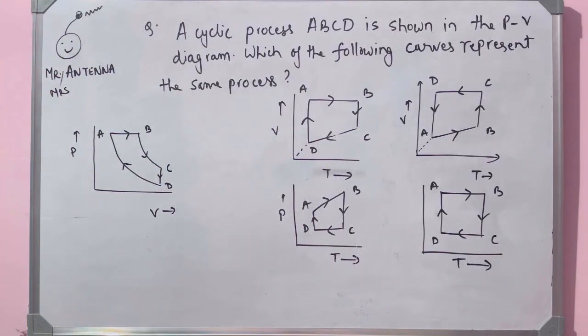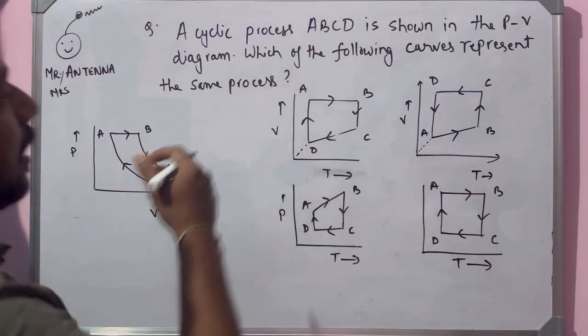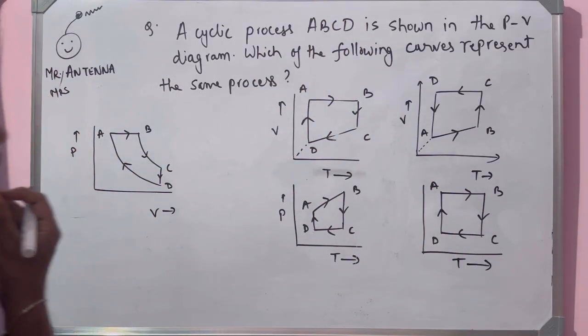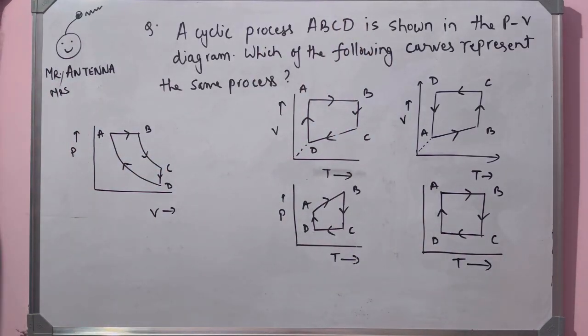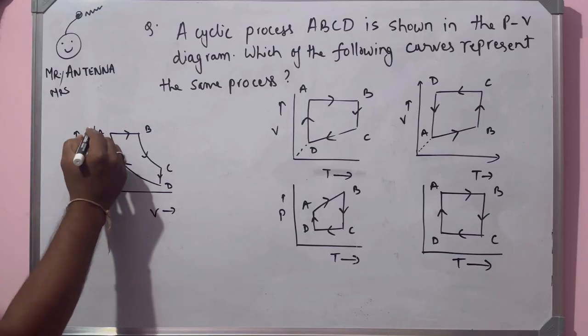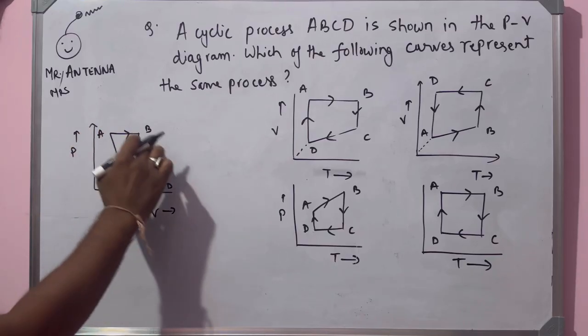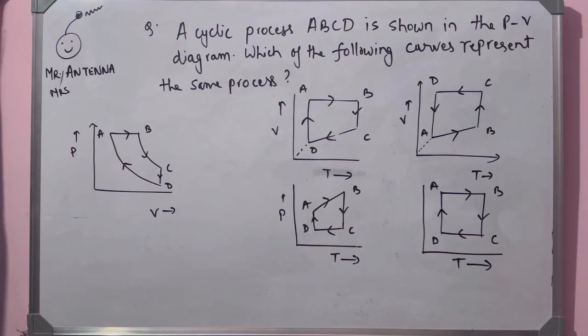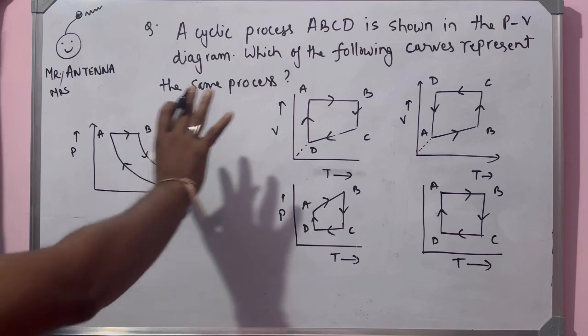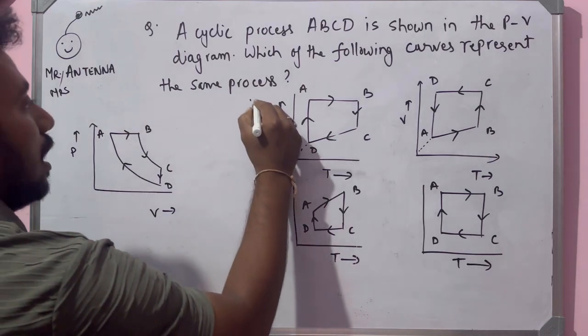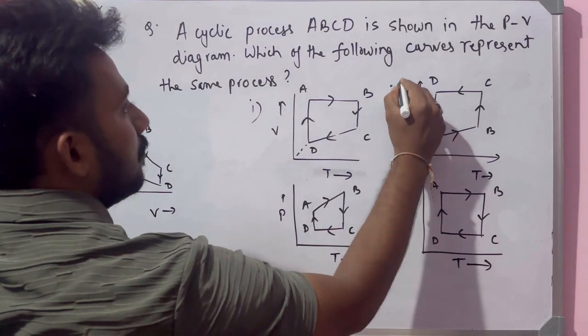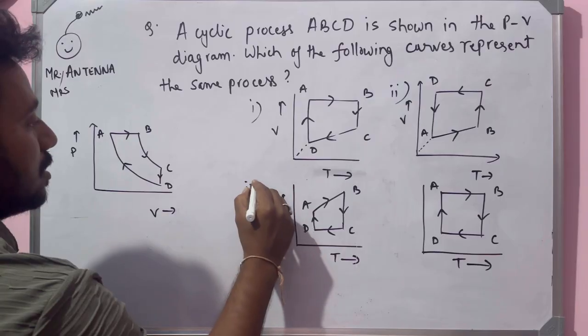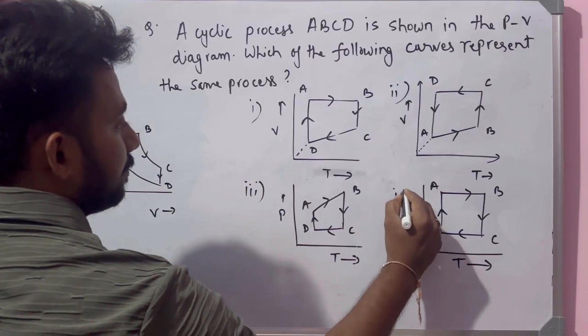Okay. Now let's read the first question. A cyclic process ABCD is shown in the pressure versus volume diagram. Which of the following curves represent the same processes? So according to the question, we have been given a pressure versus volume diagram, है ना? And we have been given a cyclic process here. Based on that, we have been given 4 options, and we have to mark the correct option, which is the correct representation of this given diagram, है ना?